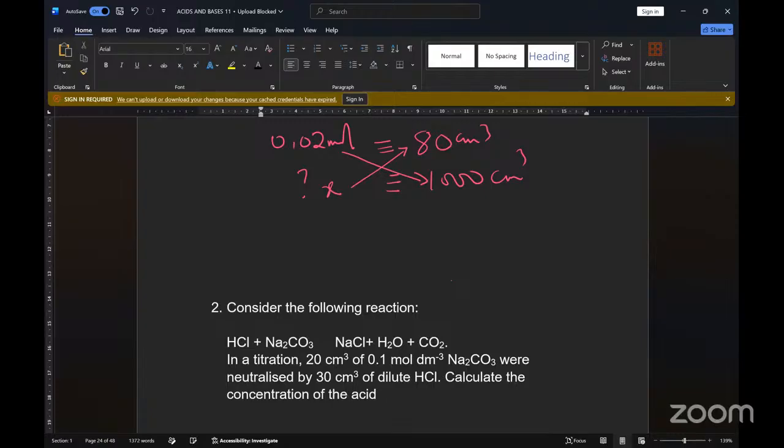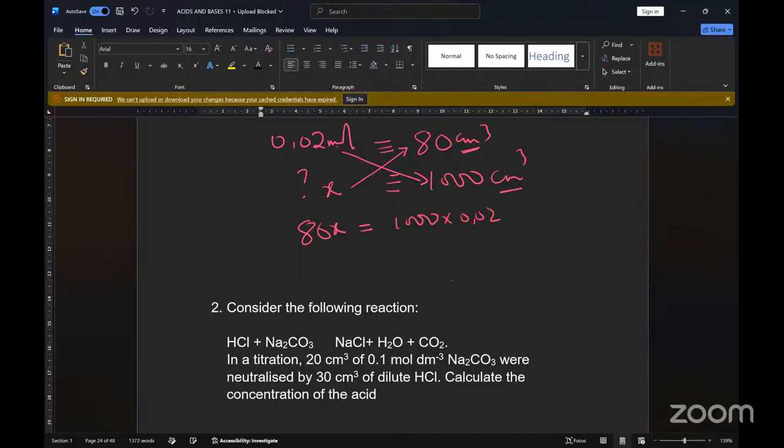The value you get is the concentration, because concentration is the number of moles in 1 decimeter cube, and 1 decimeter cube is 1,000 centimeter cube. The centimeter cube terms must be on the same side. So whatever you get is the moles in that. So 80x should be equal to 1,000 times 0.02.